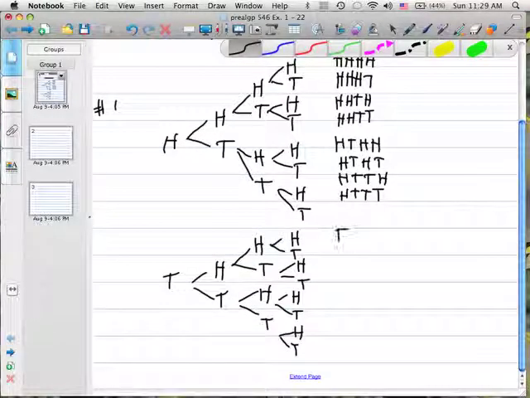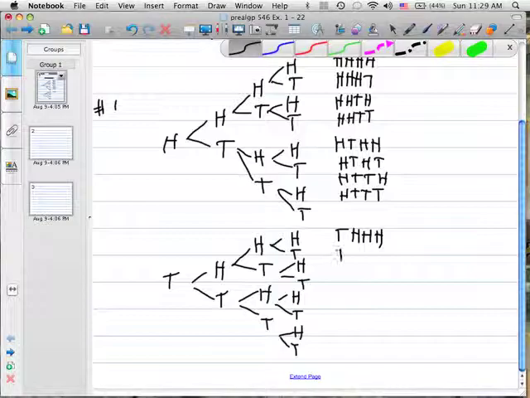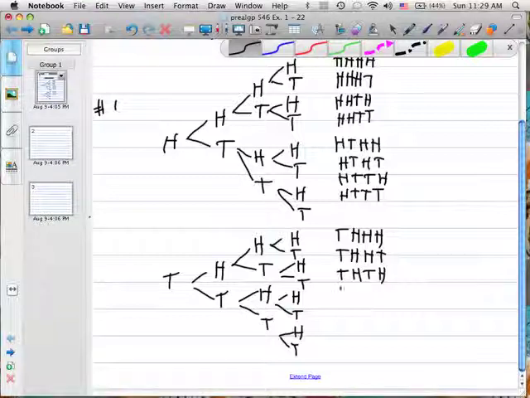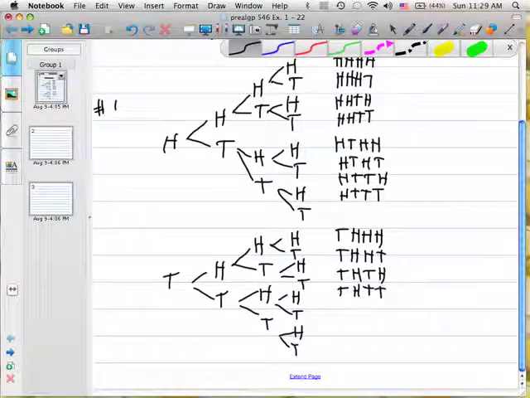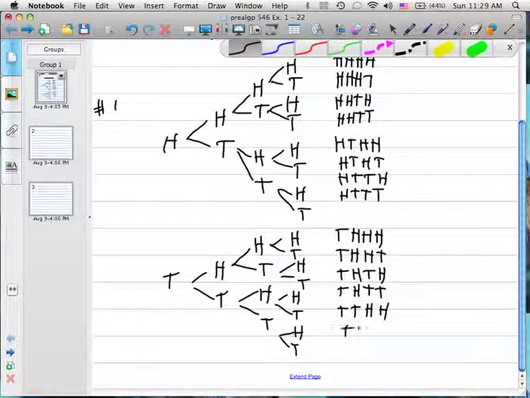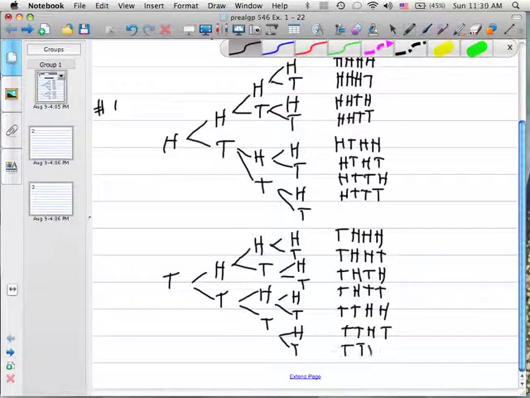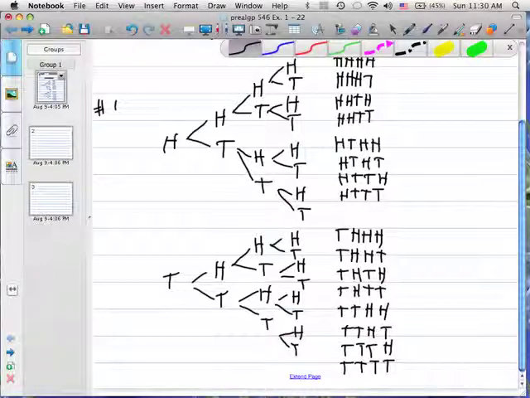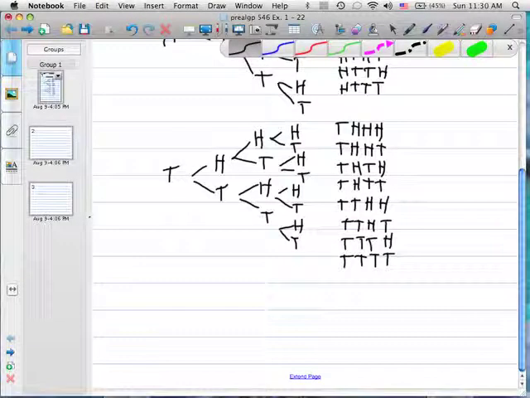And the second tree, we have tails, heads, heads, heads, and tails, heads, heads, tails. Now we're on this path, tails, heads, tails, heads, and tails, heads, tails, tails. And this last path, tails, tails, heads, heads, and tails, tails, heads, tails. And then the very last path, tails, tails, tails, heads, and then tails, tails, tails, tails. So we're hopefully going to come up with a different way of doing this, because that's going to take a while. All right, so problem number 2.